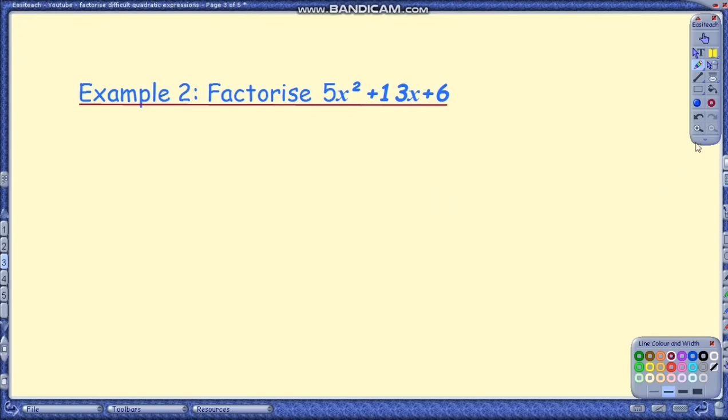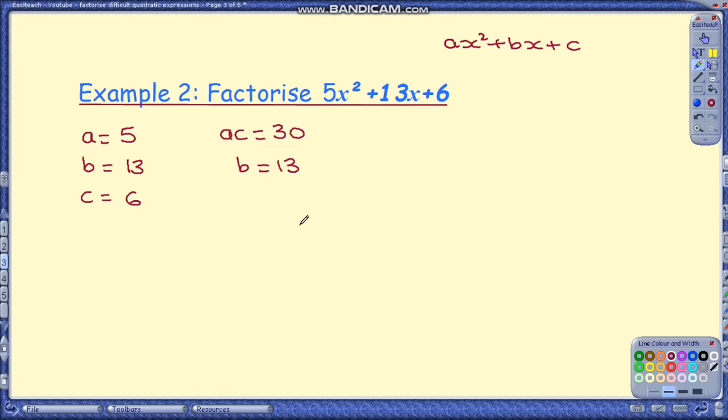We are now going to look at example number 2, where we need to factorise 5x squared plus 13x plus 6. Again, first step, identify your A, B and C. So if you want me to rewrite it, ax squared plus bx plus c. So that's how generally a quadratic expression looks like. So A in this case is 5, B is 13 and C is 6. Remember, we then want AC. So AC, 5 times 6 is 30. And then B is 13.